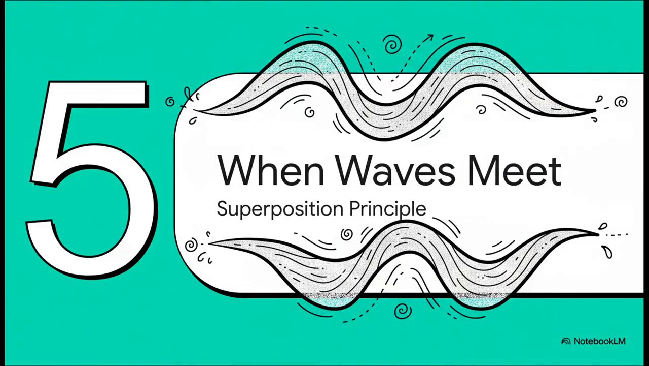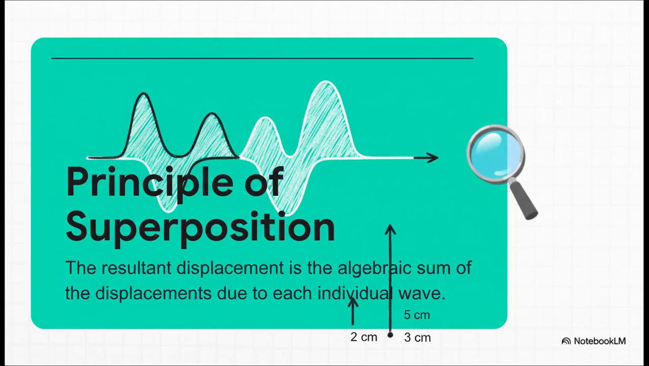Okay, this is where things get really interesting. What happens when two waves meet? Do they collide like two cars? Do they bounce off each other? Nope. They do something much cooler. They just add up. This is called the principle of superposition.